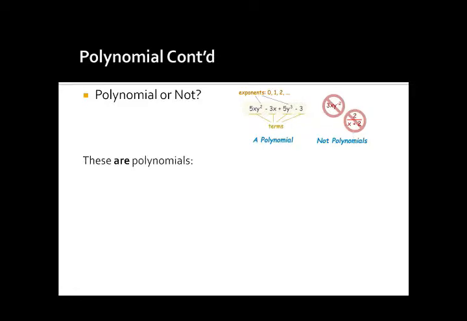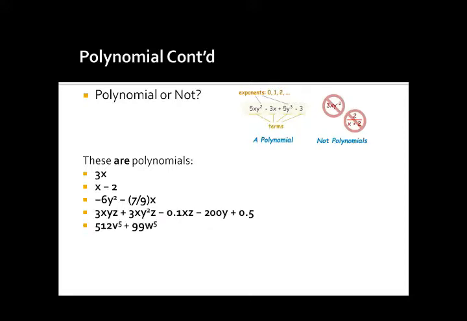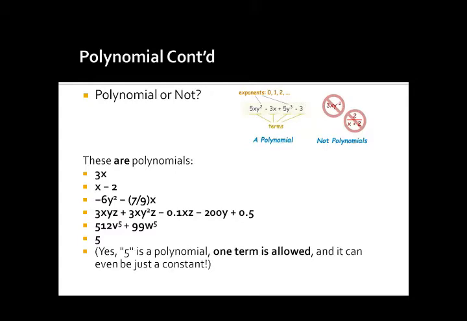Here are examples of polynomials: 3x, x minus 2, minus 6y squared minus 7 over 9x, 3xyz plus 3xy squared z minus 0.xz minus 200y plus 0.5, 512v to the 5 plus 99w to the 5, and 5. Yes, 5 is a polynomial. One term is allowed, and it can be even just a constant.